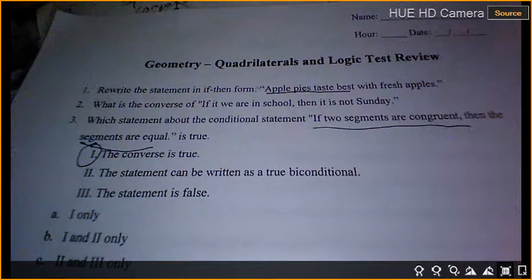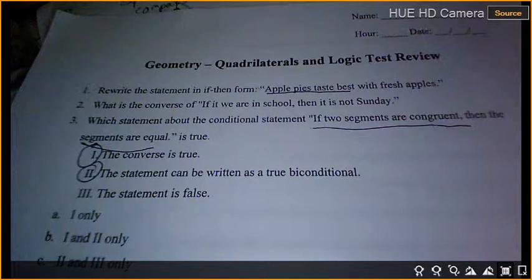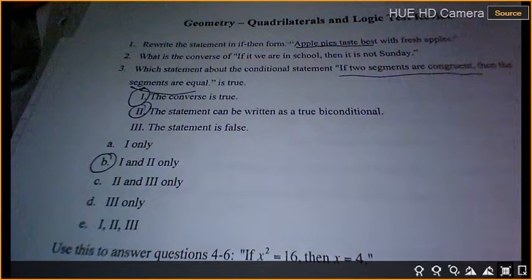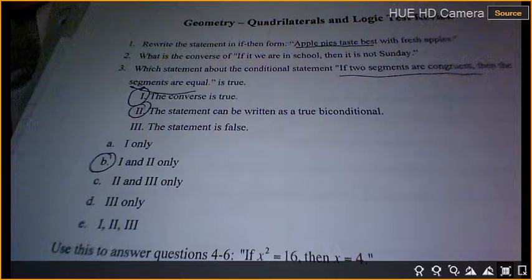So it is true, so I know I can use the first one. This statement can be written as a biconditional statement. So the statement saying it is false would not be something I could choose. So I know I can use 1 and 2, B. The answer is B. 1 and 2 are both true.